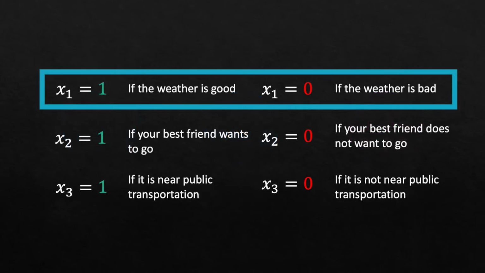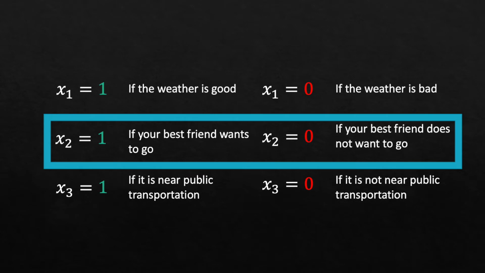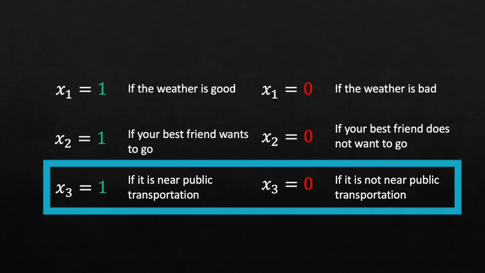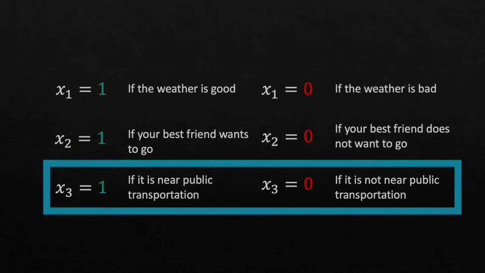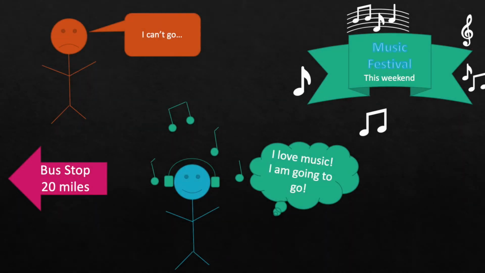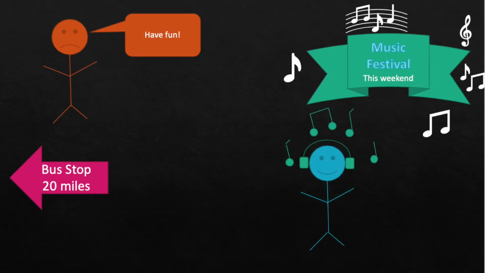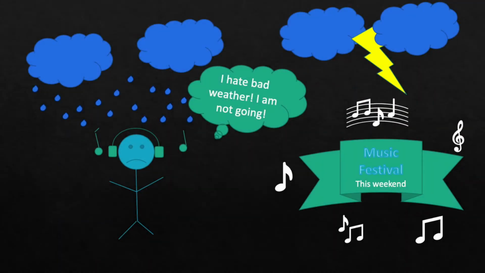X sub 1 equals 1 if the weather is good, 0 if the weather is bad. X sub 2 equals 1 if your best friend wants to go, 0 if not. X sub 3 equals 1 if it is near public transportation, and 0 if not. Now let's say you love music, so much so that you would go to the festival even if your best friend doesn't go with you, and the festival is hard to get to. Although you love music, you hate bad weather, so you wouldn't go if the weather is bad.